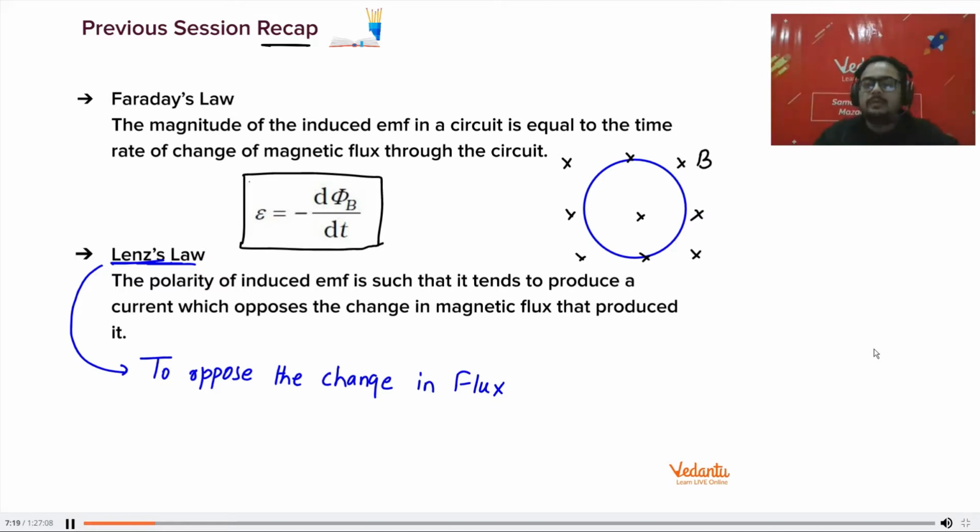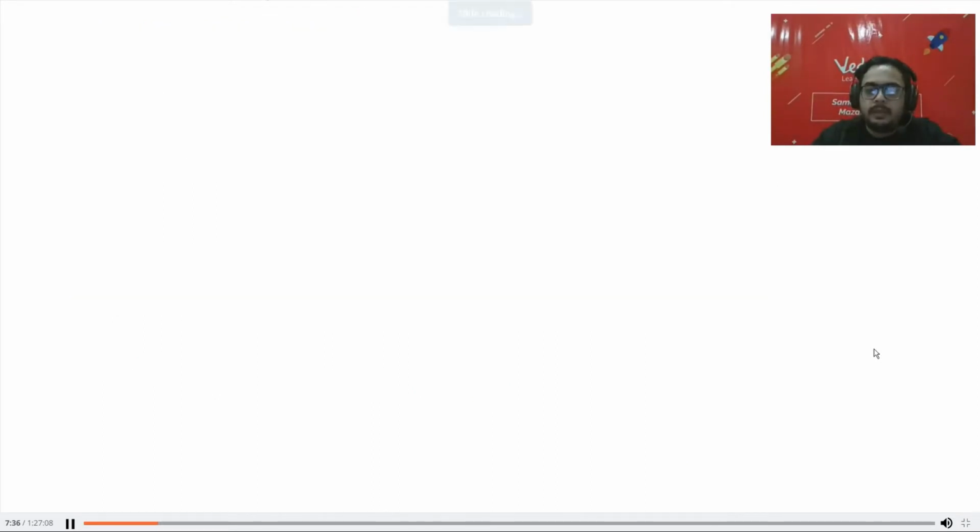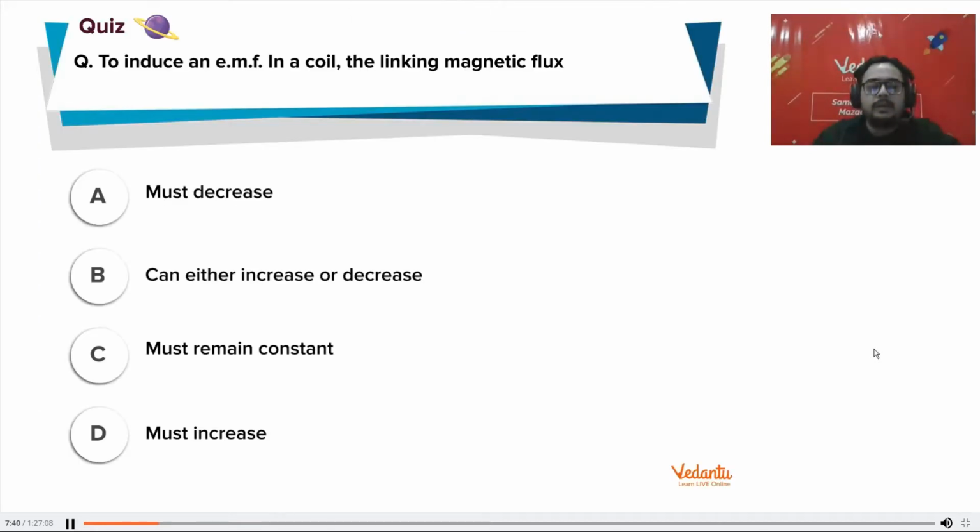Anyone with any doubts regarding this? किसी को कोई doubt इसके अंदर? This is all that we studied in previous class. Okay, this is a recap. Good evening, Nishant. Okay, because there is no issue, let us move on to a quiz based on all this.